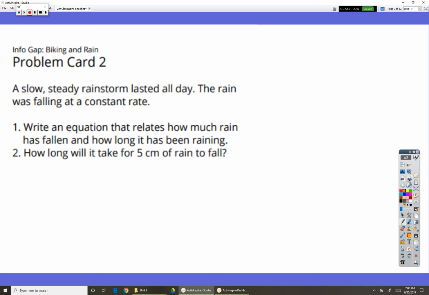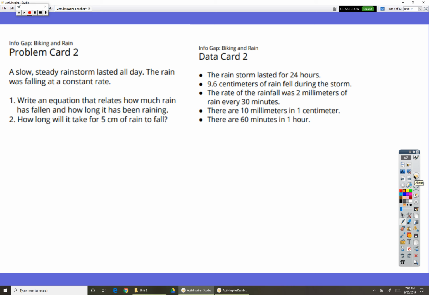Okay, I hope you maybe paused the video, took some time to think about that. Let's look now at some information that goes with this problem. The rainstorm lasted for 24 hours. Well, that makes sense, right? Because it said it rained all day. 9.6 centimeters of rain fell during the storm. The rate of the rainfall was 2 millimeters of rain every 30 minutes. There are 10 millimeters in 1 centimeter. There are 60 minutes in 1 hour. Okay, so that's useful to have some of that conversion information there.